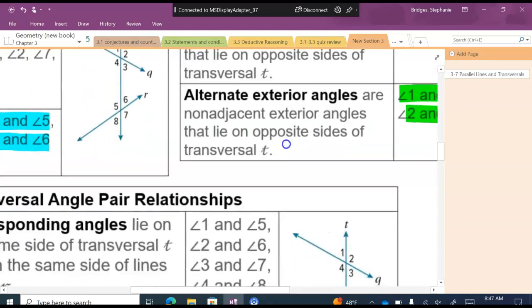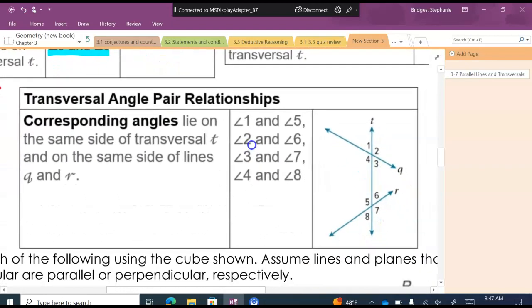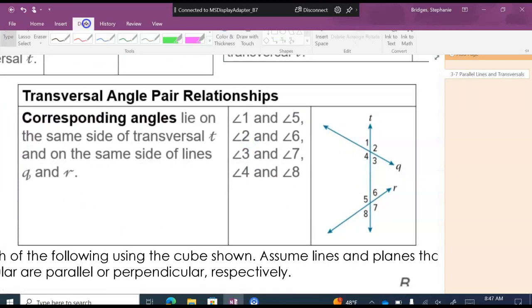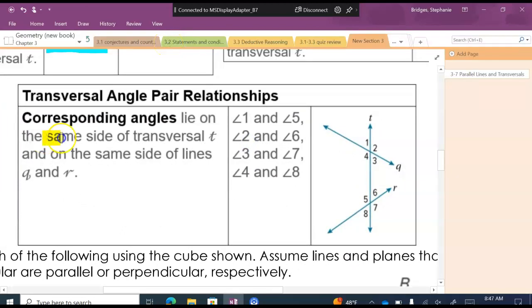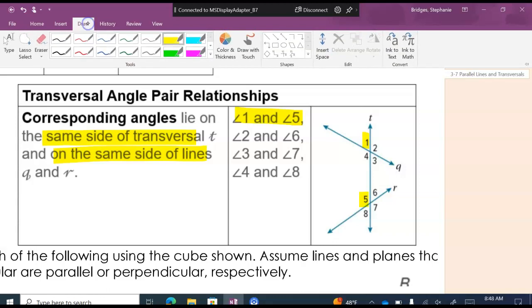All right, and then the last one is what we call corresponding angles. And these are in the same position, same side of the transversal, and on the same side of the lines. Okay, so I'm going to start with angle 1. Which angle is in the same position as angle 1, but on line R? Which one is in the same position, meaning top left, on line R? 5, okay? So angle 1 and angle 5 is a pair of corresponding angles. They are in the same position.